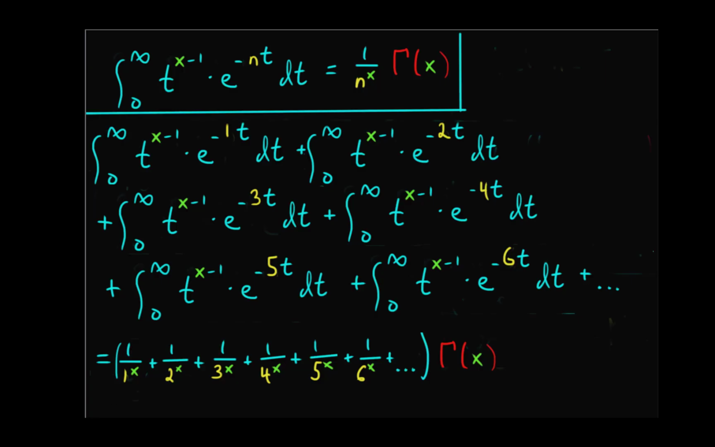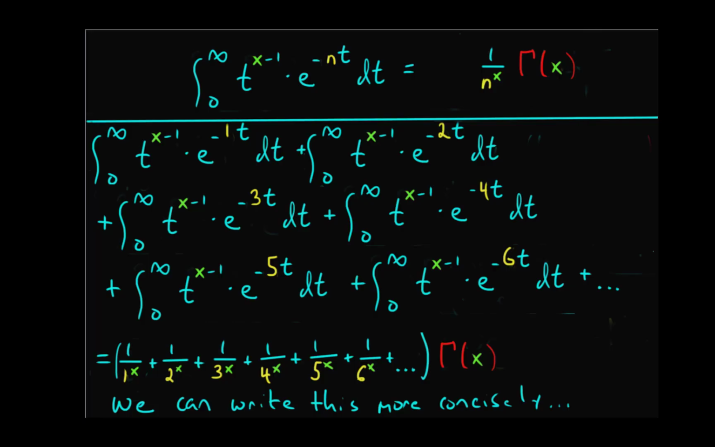times gamma of x. Well, we can write this whole expression a lot more concisely, and so I'll use the relationship I have there at the top of the screen that I've boxed, the integral expression equaling 1 over n to the x times gamma of x. I'll move that to the center, and what I'm really saying is that the sum from n equals 1 to infinity of the integral from 0 to infinity of t to the x minus 1 times e to the negative nt dt equals the sum from n equals 1 to infinity of 1 over n to the x times gamma of x.